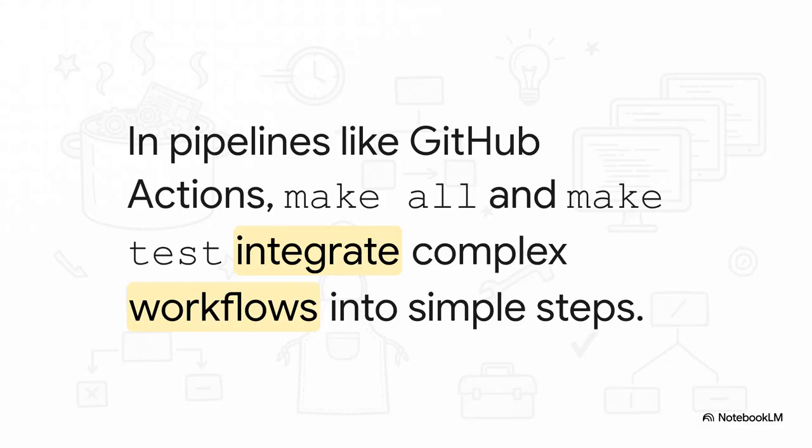And this is a perfect example of how it fits into the modern world. Think about a CI/CD pipeline, like in GitHub Actions. You don't want to clutter that up with dozens of complex, hard-to-read commands. No, you just call make. A simple make all to build everything, a make test to run all your tests. It acts as this beautiful, simple, universal wrapper for your entire project's workflow.